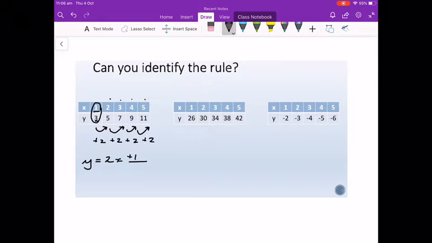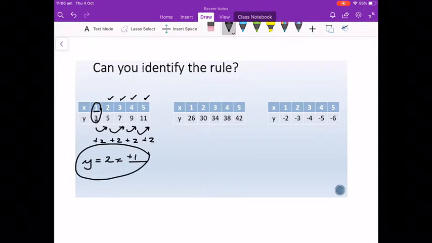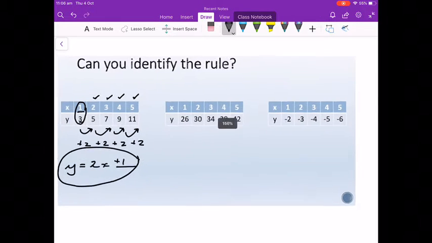Now I'm going to go through each of these pairs and see if my formula is true. 2 times 2 is 4 plus 1 is 5. 3 times 2 is 6 plus 1 is 7. 4 times 2 is 8 plus 1 is 9. And 5 times 2 is 10 plus 1 is 11. So the formula, or the rule, is y equals 2x plus 1.